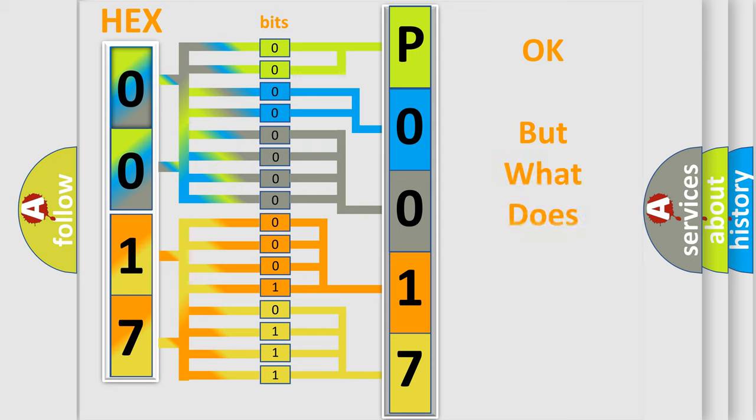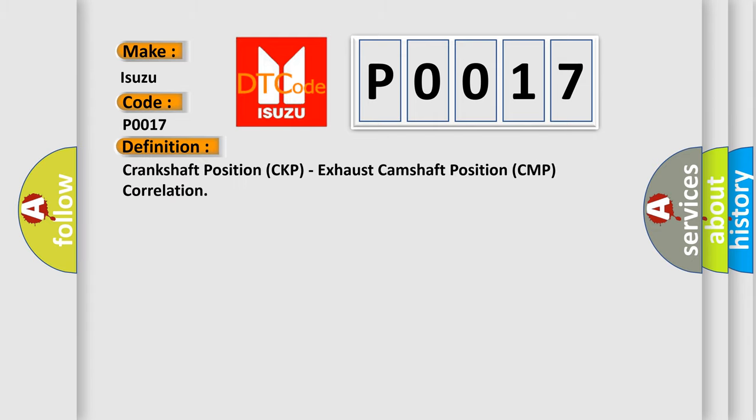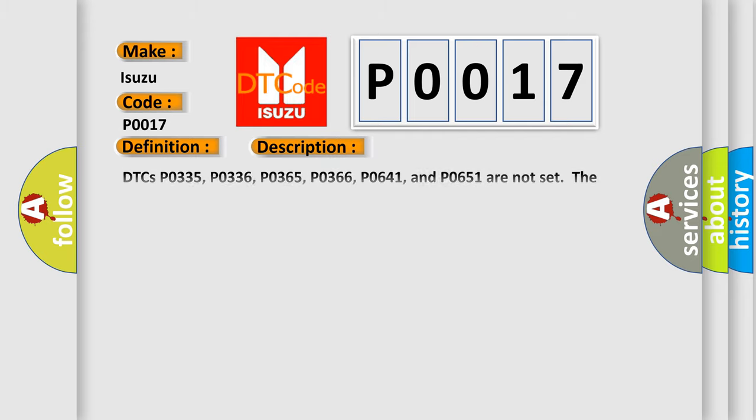The number itself does not make sense to us if we cannot assign information to what it actually expresses. So, what does the diagnostic trouble code P0017 interpret specifically for Isuzu car manufacturers? The basic definition is: crankshaft position CKP, exhaust camshaft position CMP correlation. And now this is a short description of this DTC code.